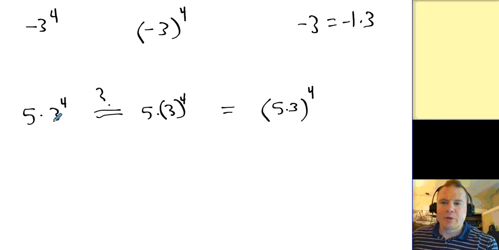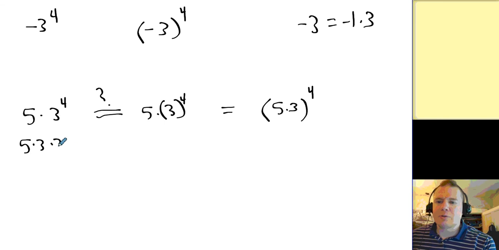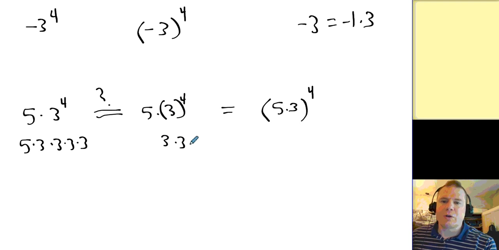But right now, 3 is the base of this 4. This means I have a single 5 being multiplied by 4 threes. This means the same thing. What's the base of the exponent? 3 is the base of the exponent. So I have 4 threes that's being multiplied by 5.